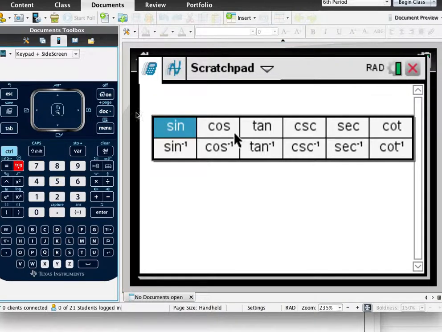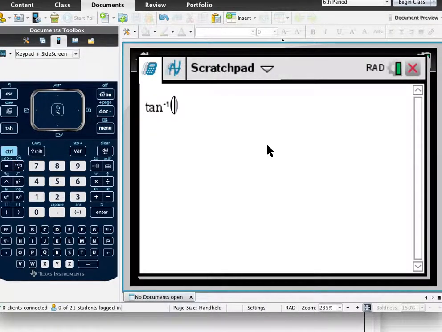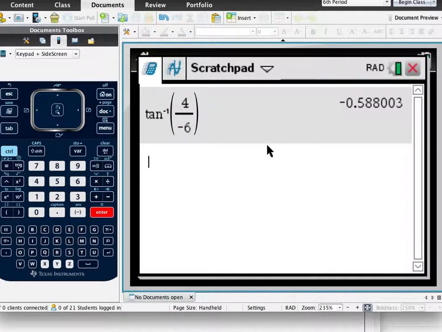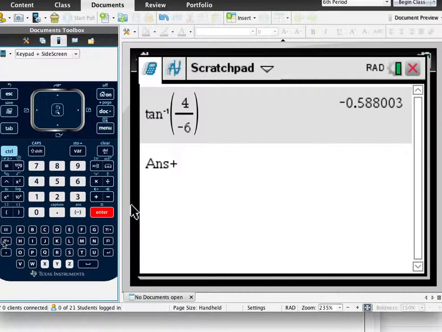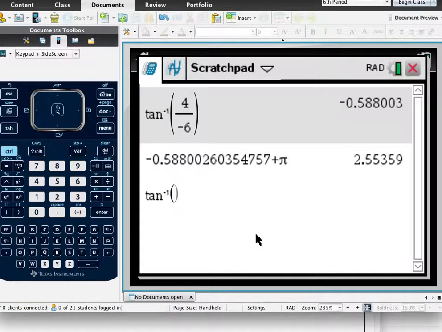I need to do inverse tangent of 4 divided by -6. Okay, it gives me that. I'm going to add pi to that to give me my correct value there. And then I also need to do inverse tangent of 4, and I get that.